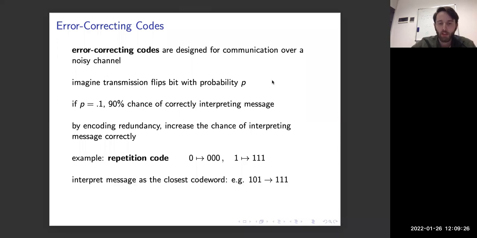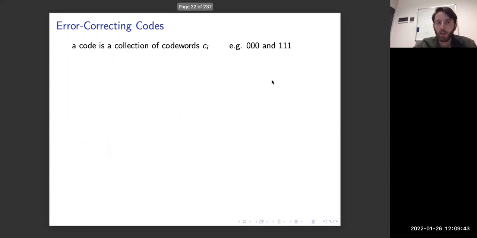And then you interpret the message as the closest code word. So here, if one of the bits gets flipped, you can still figure out the correct message. So this gives a 97% chance, a better chance of correctly interpreting the message. Okay. Now, the error correcting properties are not really going to be important for us in this talk. Mostly, we're only interested in codes because we want to think of codes as just a collection of code words. Code words being the things that you're actually sending in your transmission, okay?